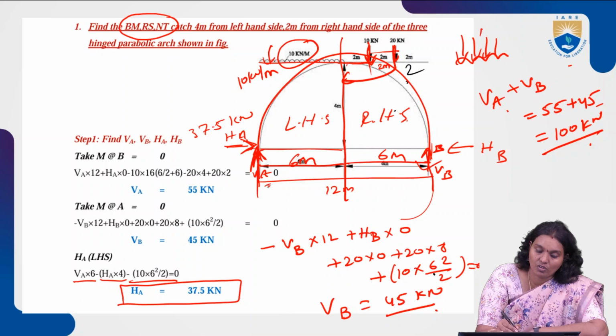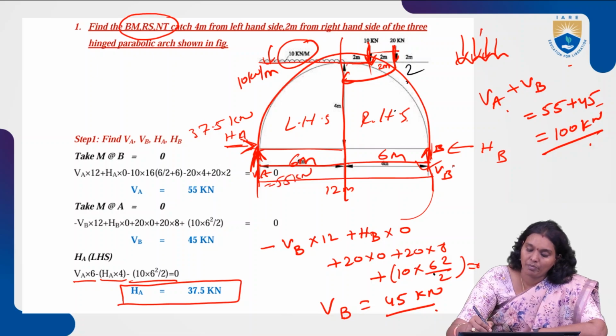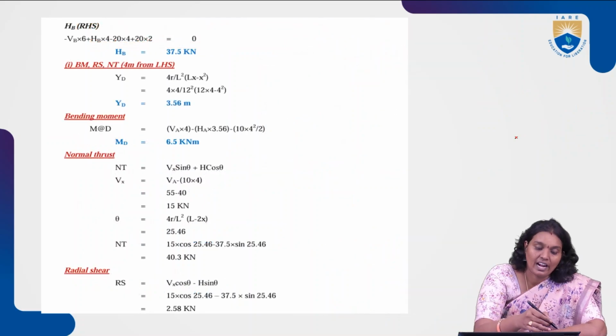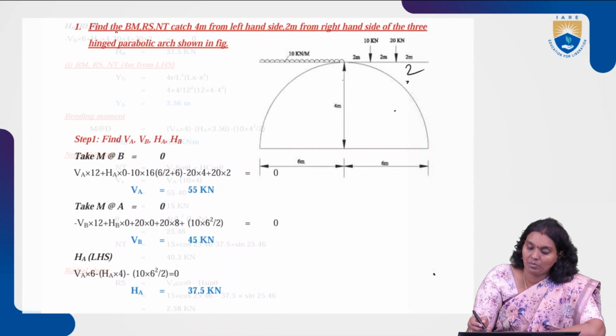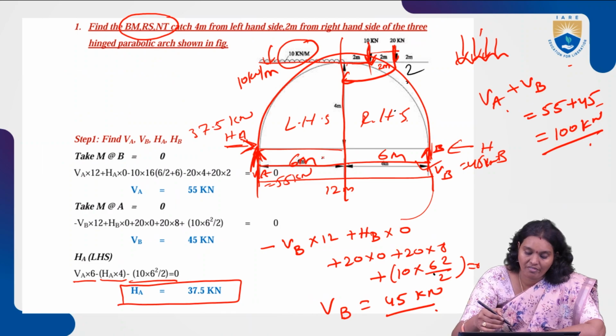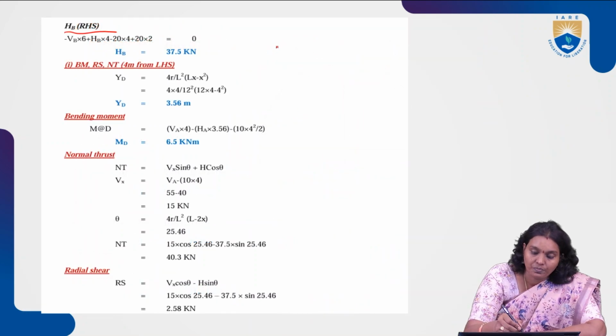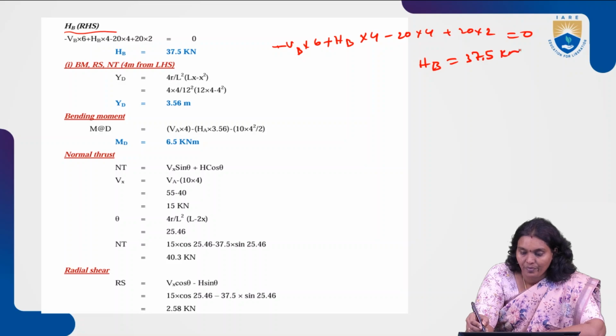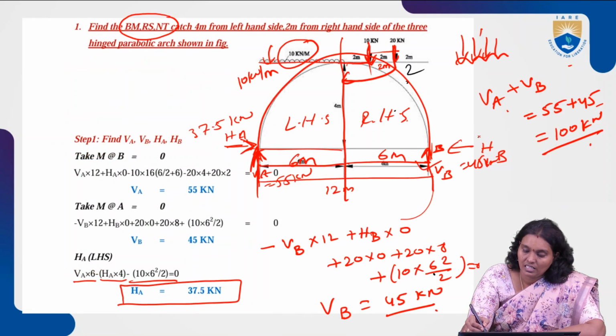This VA is equal to 55 kilonewtons. This VB is equal to 45 kilonewtons, and the horizontal reaction at the right hand side we will get similarly. From here we are finding this: minus VB into 6 plus HB into 4 minus 20 into 4 plus 20 into 2 is equal to 0. HB is equal to, after calculation, 37.5 kilonewtons.